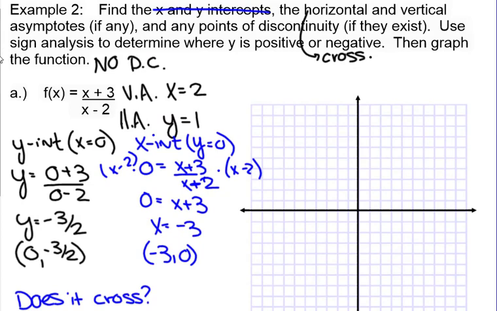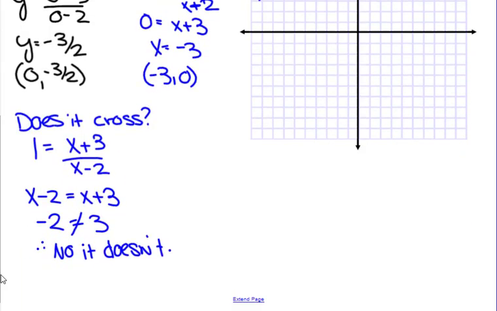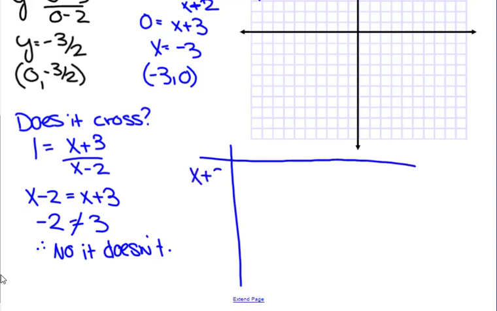We've checked horizontal, we've found our vertical, we've checked for points of discontinuity. All that's left is we need to do a sign analysis. So sign analysis, we take our factors of our function, and so we've got x plus 3 and x subtract 2. Well, x plus 3 goes to 0 at negative 3, and at positive 2 is where our x subtract 2 goes to 0.